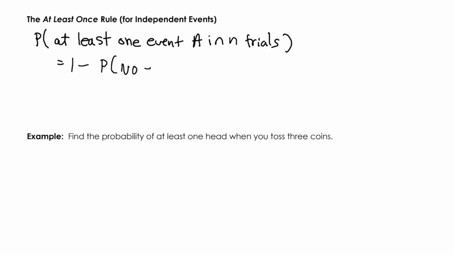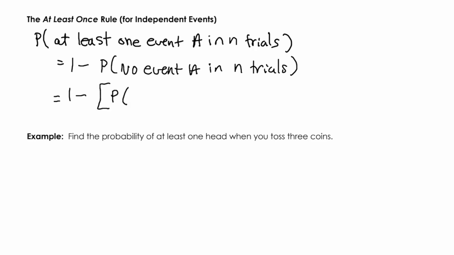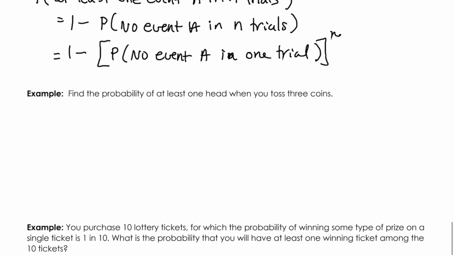But the two formulas are 1 minus the probability of no event A in n trials. And the other formula is 1 minus the probability of no event A in one trial, and you raise that to the nth power, and then subtract from 1. Okay, so let's practice using these formulas.